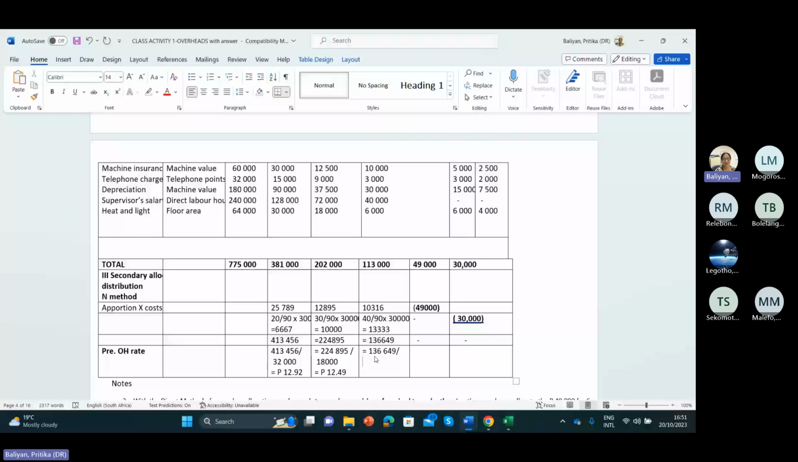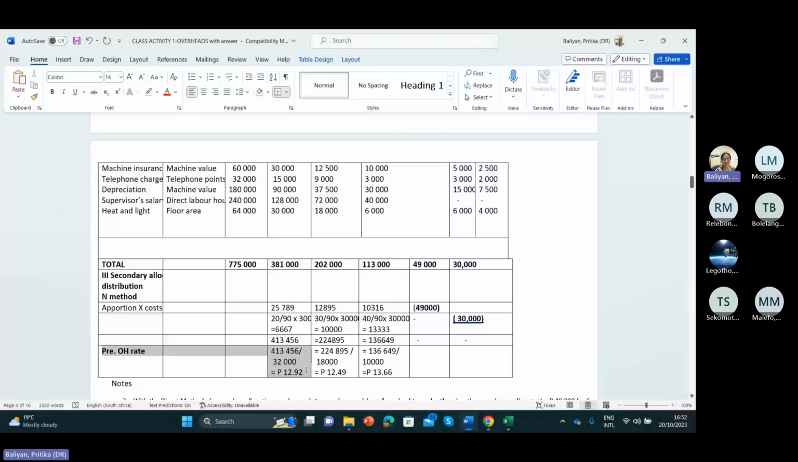So 136,649 divided by 10,000, because there were 10,000 hours. So the overhead labor hour rate is 13 pula 66 tabi. That's how we calculate the predetermined overhead absorption rate. Do you understand how we calculate the rate? Yes, ma'am. Is it clear, everybody? Okay.